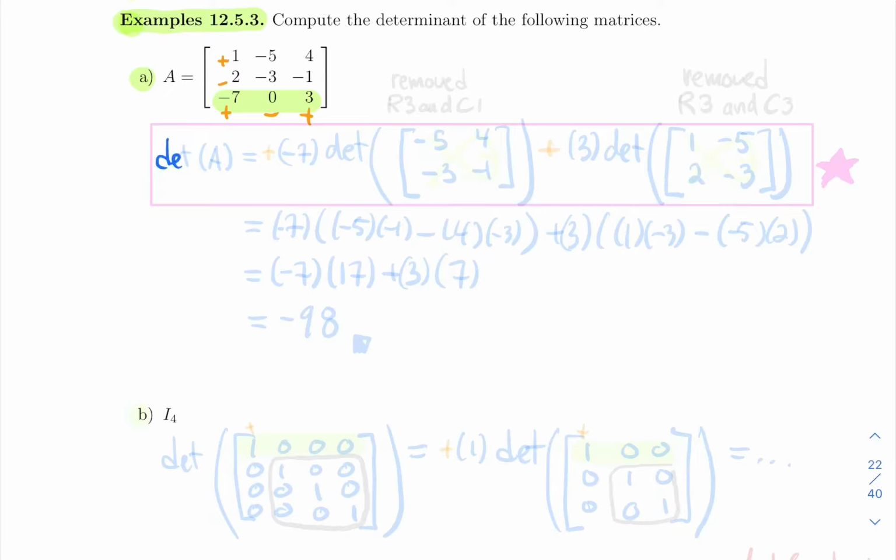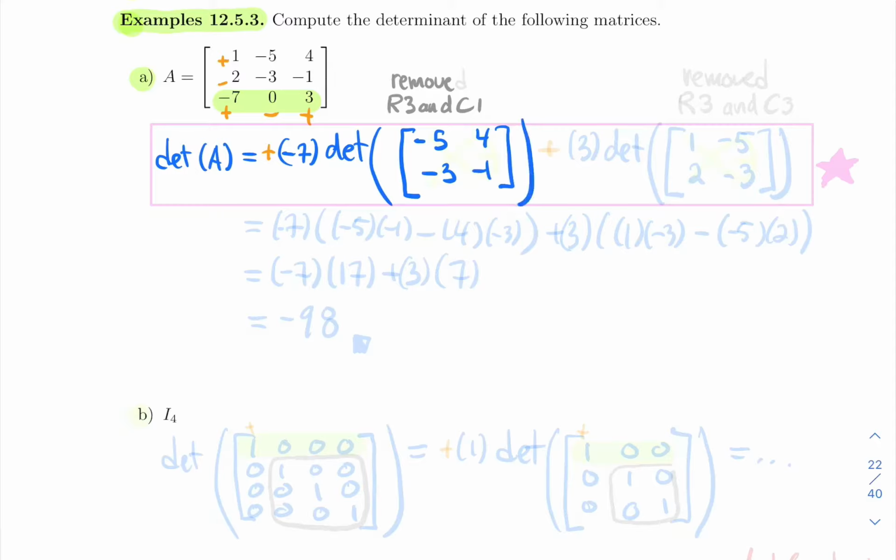So my determinant of A is going to be minus 7. And there's a plus. It's a bit redundant here, but I just want to stress the fact that I'm thinking about it. So it's plus minus 7 times the determinant. At minus 7, you need to remove row 3 and column 1, because this is where the minus 7 is, and you're going to get this sub 2x2 matrix. You're going to get minus 5, 4, minus 3, minus 1.